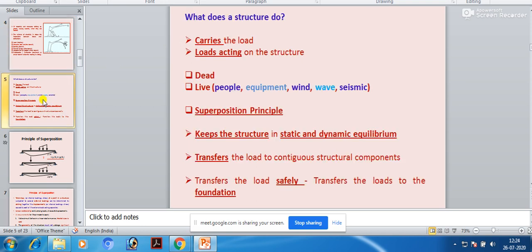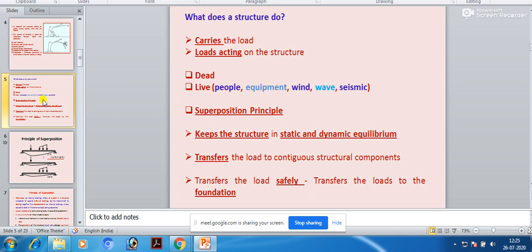Now you see, have you understood what the structure is? Now try to understand what the structure does. If you understand what the structure is, you understand what it does. What does the structure do? A structure does nothing but carry the load, right?